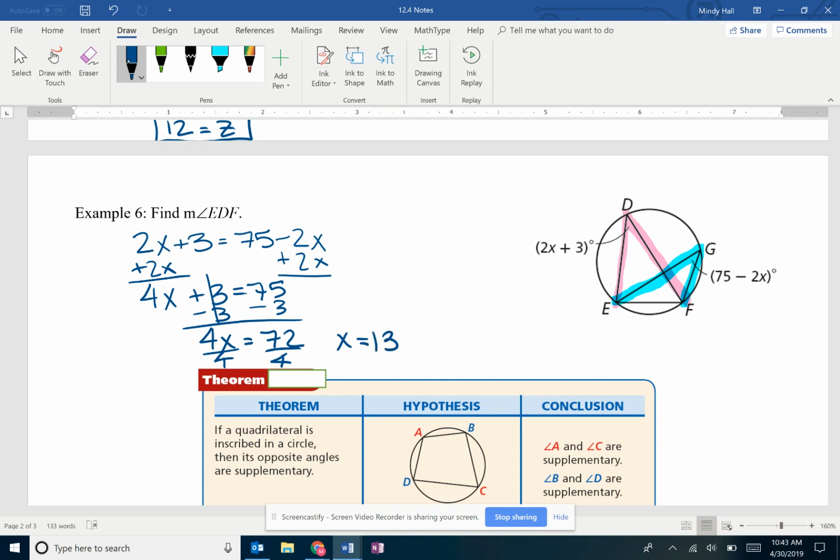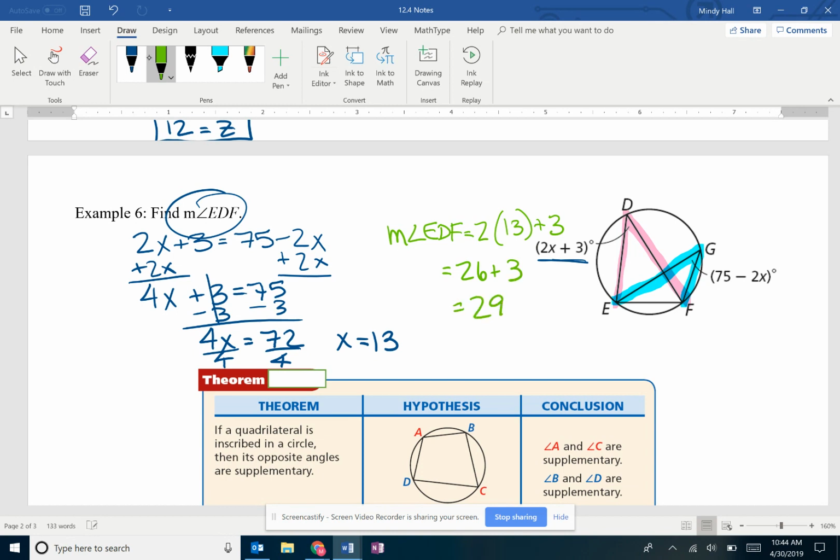Because they want to know the actual measure of EDF, we're going to plug it into that 2x plus 3. So the measure of angle EDF equals 2 times 13 plus 3. 2 times 13 is 26, so that would be 29 degrees for angle EDF.